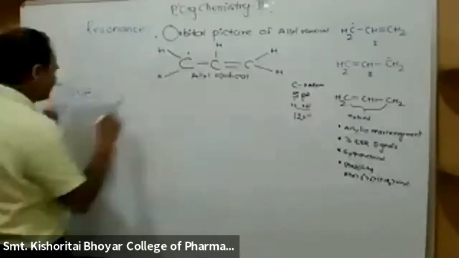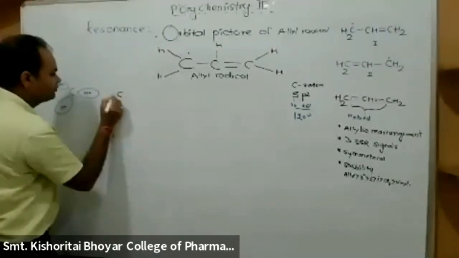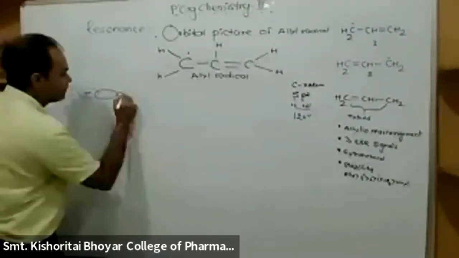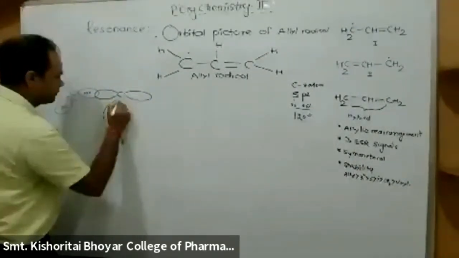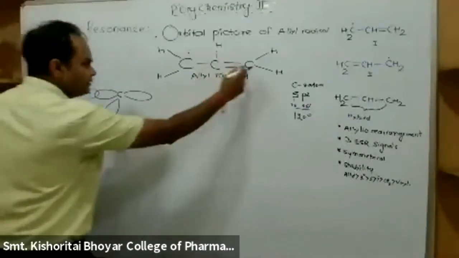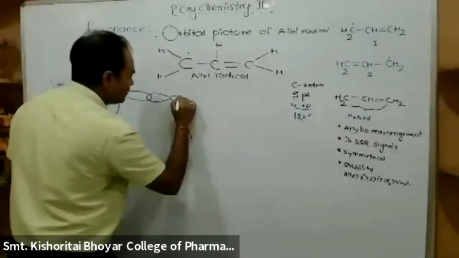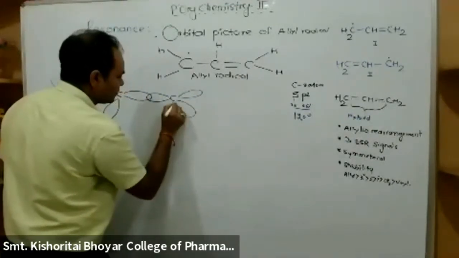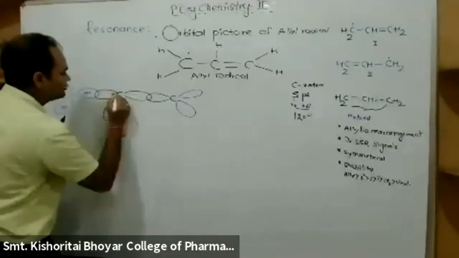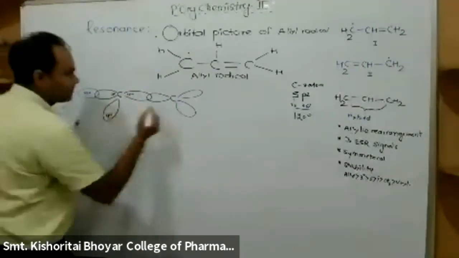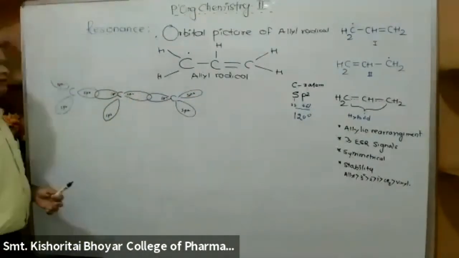Now I am repeating this for another carbon. This other carbon again has 3 sp2 orbitals like this. And like this for this carbon. So in this way you will get the sp2 orbitals of the 3 carbons: sp2, sp2, sp2.